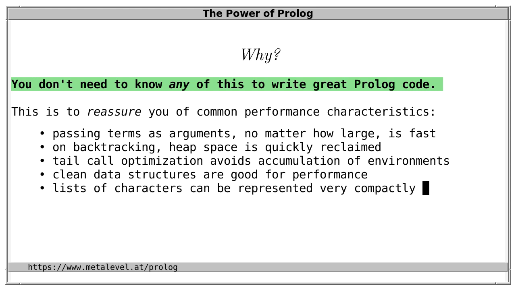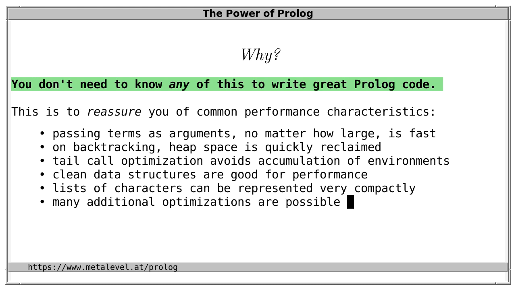Also, lists of characters can be represented very compactly in memory, as raw bytes in UTF-8 encoding. So, if a Prolog implementer begins to argue with you that the system needs a special string type for compactness, and that you should now change all your Prolog code to their own custom dialect, then you know that they are simply wrong. Because strings can be implemented very compactly internally while still appearing as lists of characters within Prolog programs. And of course, many additional optimizations are possible.